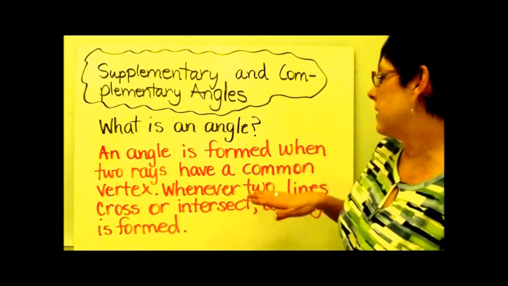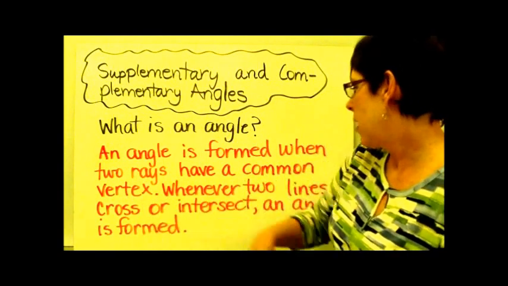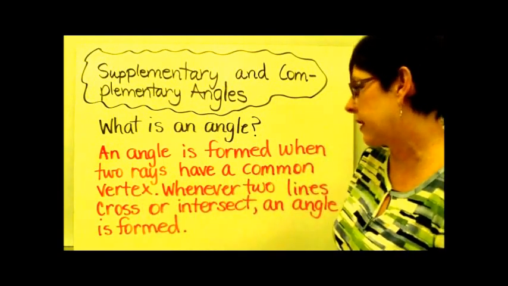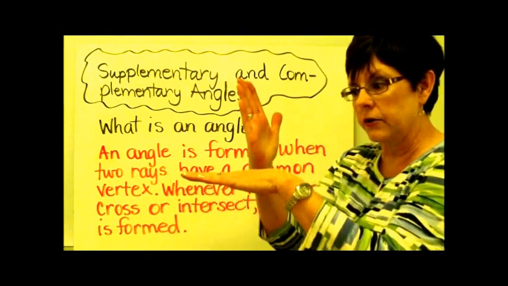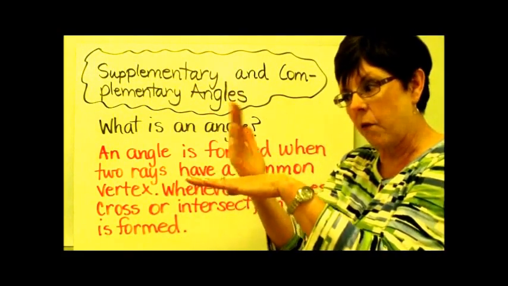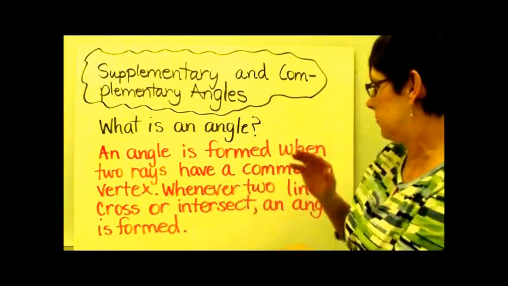First of all, an angle is formed when two rays have a common corner or vertex. Whenever two lines cross or intersect, an angle is formed. If I have a line here and I intersect it with another line, I form an angle here. I also form an angle here.